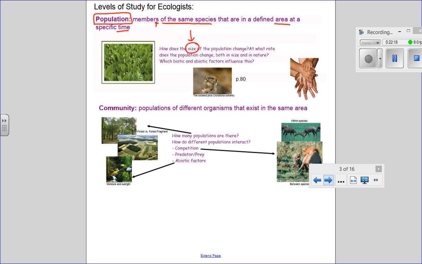So if we look at size of the population, we would also be focused on it changing. Specifically, rate. So how fast? If I can see that the size of a population is changing quickly, that must mean that some factor in the environment, biotic or abiotic, is either really helping it survive or really decreasing its survival.